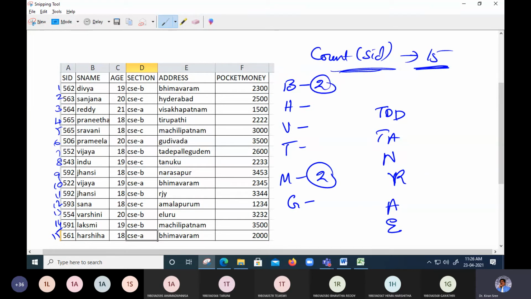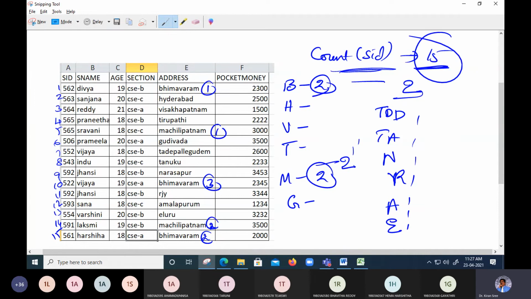Okay? First you should understand this. Bhimavaram 1, Bhimavaram 2. Machilipatnam 1, Machilipatnam 2. Yes, Bhimavaram is repeating 3 times. So is there any other repeating entry? No. Now what is the count you are expecting? Bhimavaram count should be 3, Machilipatnam count should be 2, the rest should be only 1, and the total count should be 15.